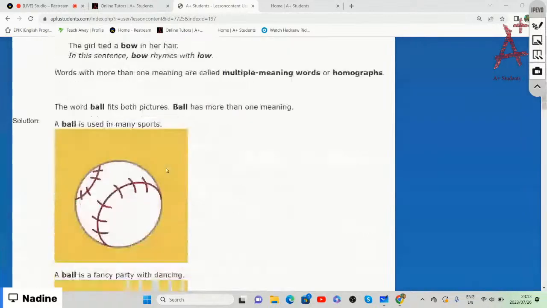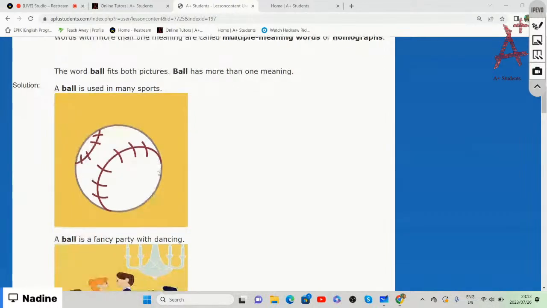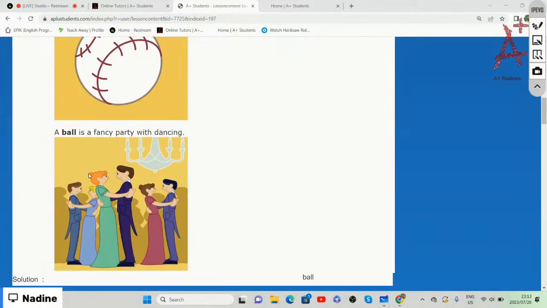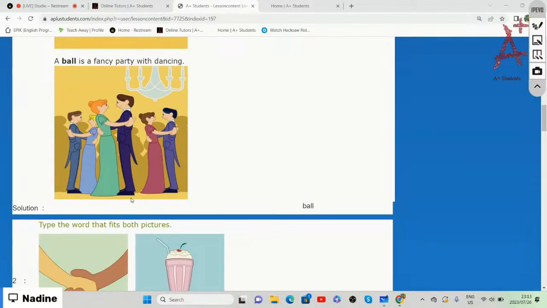So the word ball fits both pictures because ball has more than one meaning, right? Once again, the picture that you see in front of you is a ball used in many different sports. And in the second picture, where you see the people, that is a ball. That ball is a fancy party with dancing. And like I say, ladies dress up in their beautiful ball gowns, and the gentlemen dress up in their suits and ties. So that is a ball.